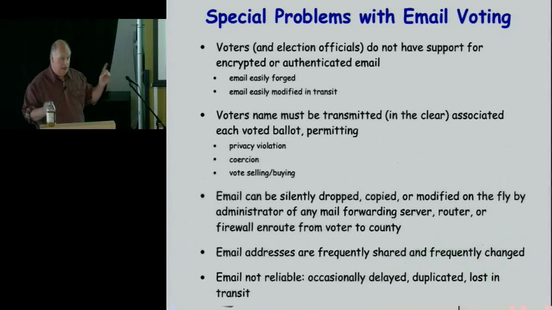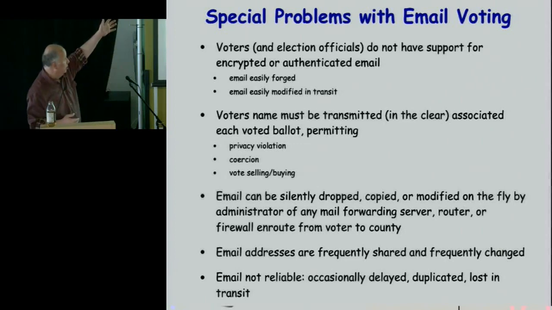But worse, at least with email voting, voters and election officials don't have support for encrypted and authenticated email. So in email voting, your ballot is sent in the clear over the internet, along with your name, because, of course, since it's a remote ballot, they have to know who has voted as well as how you voted, so they can check you off to prevent you from voting twice. So with email voting, you transmit both your name and your email address and the ballot all in the clear. So there's nothing to prevent somebody from modifying it in transit or throwing it away or forging your ballot. It's really nothing.